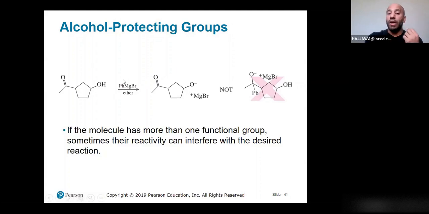Why? Because Grignard reagent is also a basic reagent. So it's going to look for that OH and it's going to think of the abstraction of the hydrogen rather than doing a nucleophilic addition. So the abstraction of the OH will basically kill the reaction and will prevent the Grignard reaction from happening. How do we go around this? Because my interest is to make this structure.